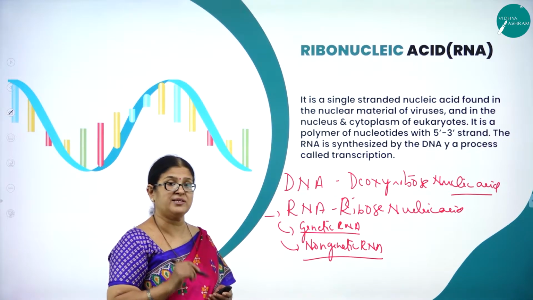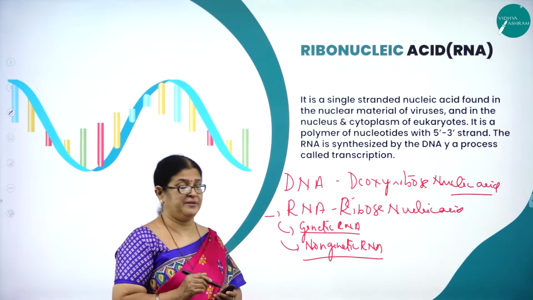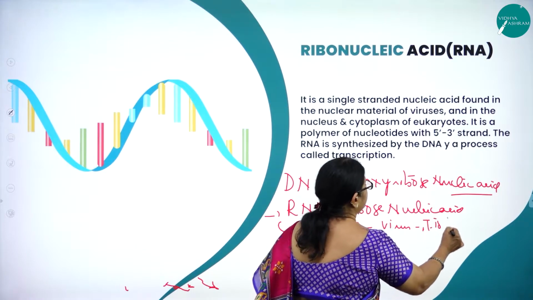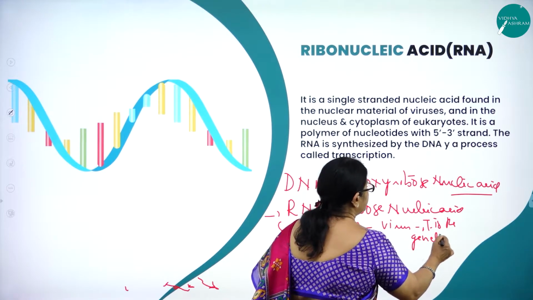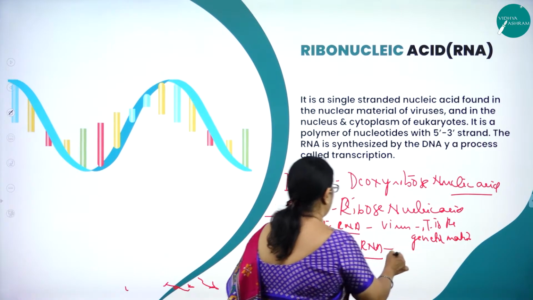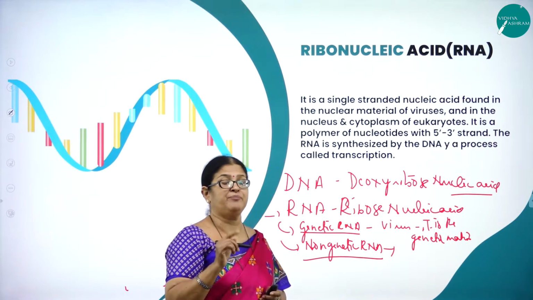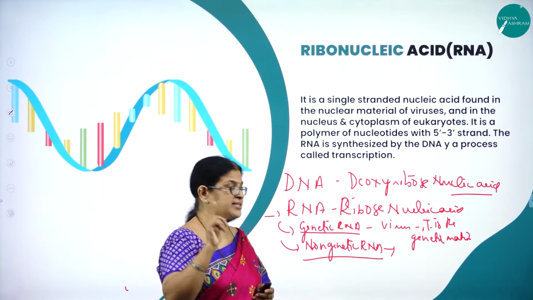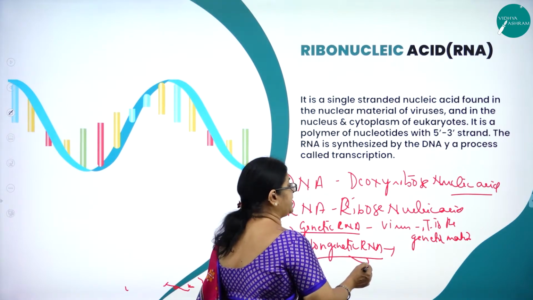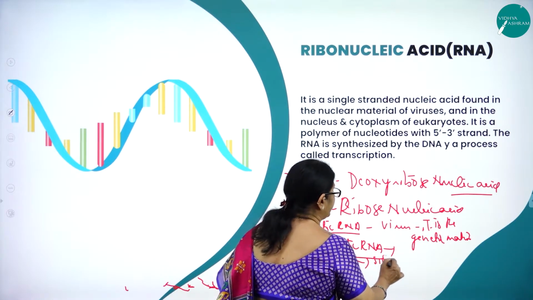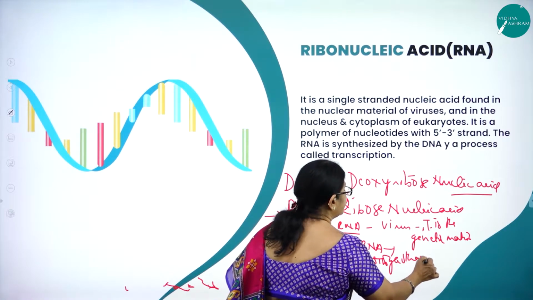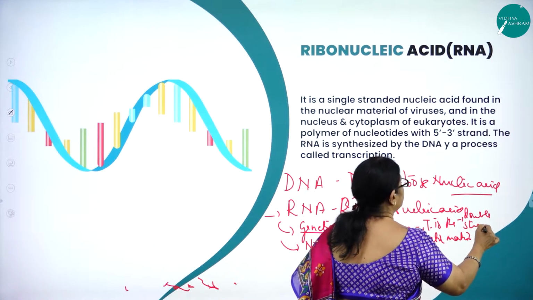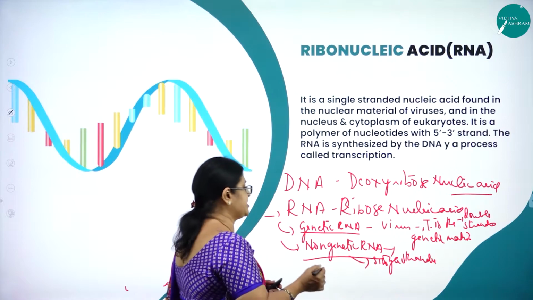For example, in some viruses, RNA acts as the genetic material. And it is double-stranded. That is very, very important. Only when it acts as genetic material will it be double-stranded. If not, it will always be single-stranded. So, in the case of non-genetic RNA, it is single-stranded. Here it is double-stranded, and here it is single-stranded.